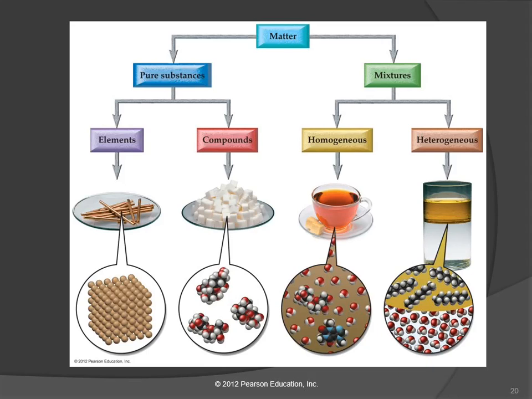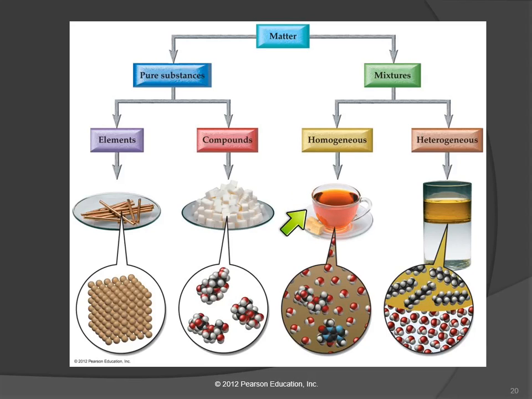Other examples of heterogeneous mixtures might be chicken noodle soup, or macaroni and cheese, or dirt and sand. You can see that there's a difference. There's different parts in the substance. It's not all the same.